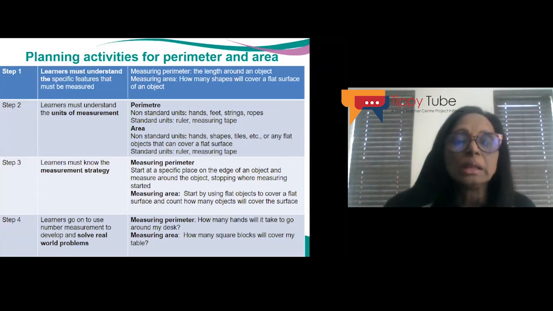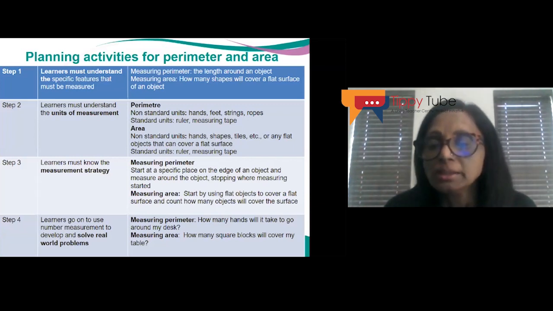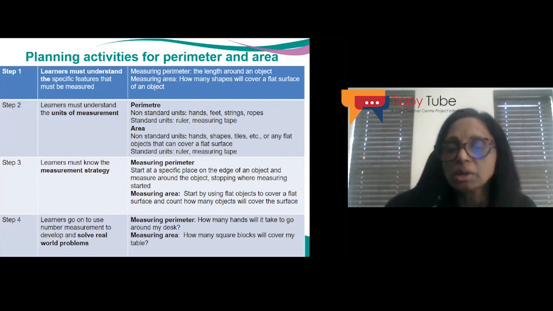Step 3, learners must know the measurement strategy. Measuring perimeter, starting at a specific place on the edge of an object and measuring around the object, stopping where measuring started. And measuring area, start by using the flat objects to cover a flat surface and count how many objects will cover the surface. Now, the word problems related to perimeter. How many hands would it take to go around my desk? Area, how many square blocks will cover my table?